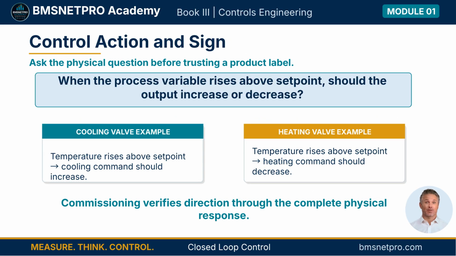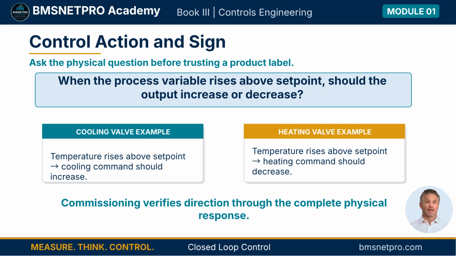Direct acting and reverse acting can be implemented differently across products. The safer method is not to rely on the label. Ask the physical question. If the process variable rises relative to set point, should the controller output increase or decrease?